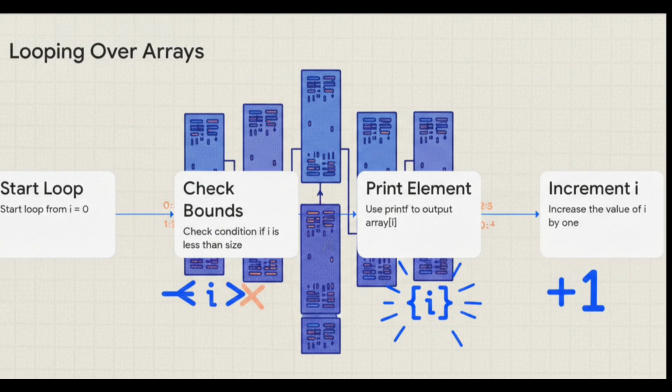After that, the loop increments i by 1 and just repeats the process. Seriously, with just 3 lines of code, you can effortlessly access an array of literally any size.